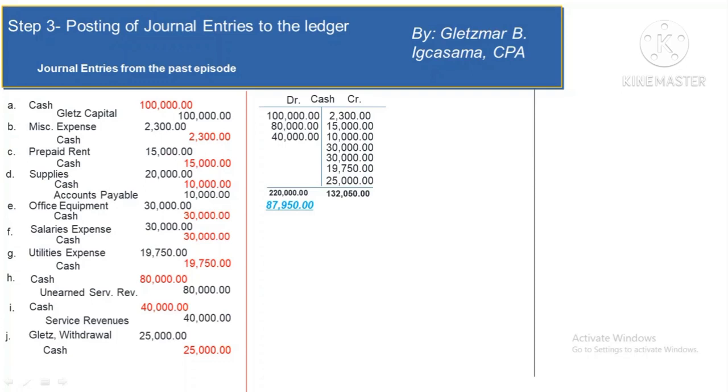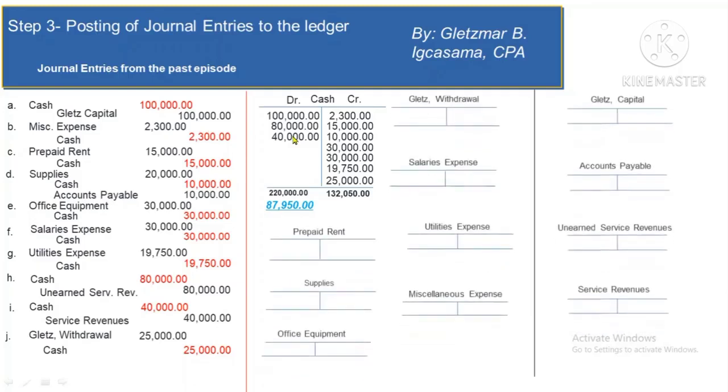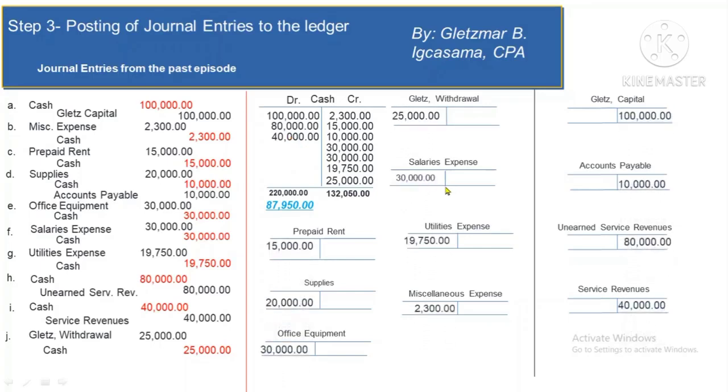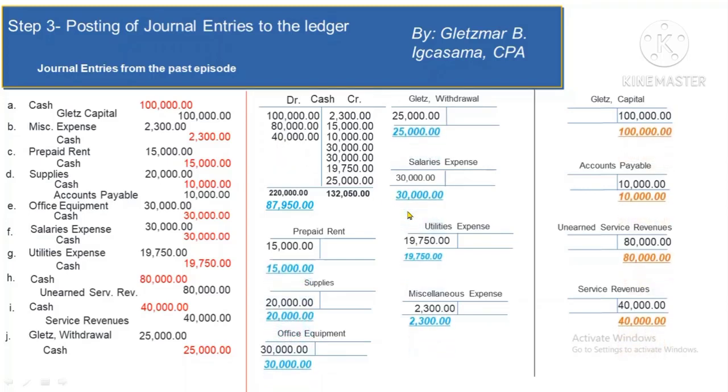Since there are still other account titles not yet posted, like miscellaneous expense and prepaid rent and many others, you need to make a T account for each of them and it will look like this. And then post these amounts. Of course, you focus on the black colored ones because the red ones have already been posted here. And it will look like this. After that, we have to get the balances of the accounts just like what we did here in the cash account, and it will look like this.